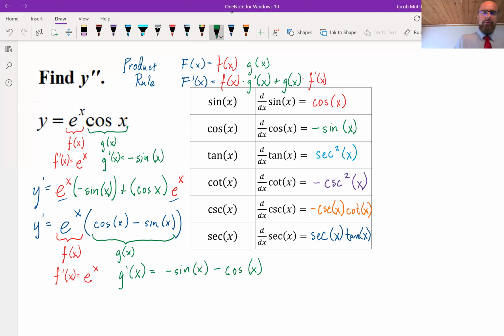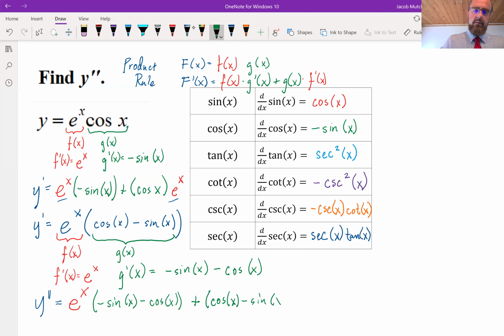So again, I'm going to reapply product rule for this second derivative. Let's set it up. So this is y double prime. And just to remember how that goes, it's the original f of x, so e to the power of x, times the derivative of g, so that's negative sine x minus cosine x, plus original g of x, so that's my cosine x minus sine of x, times e to the power of x.